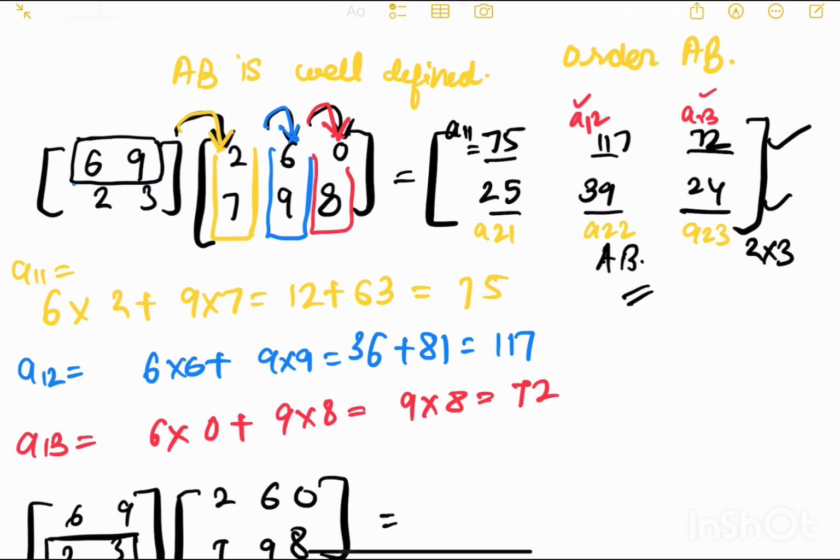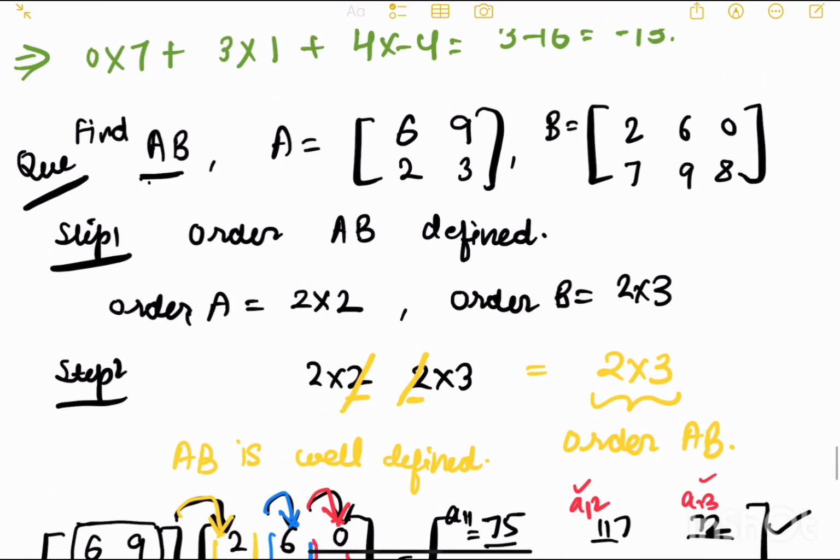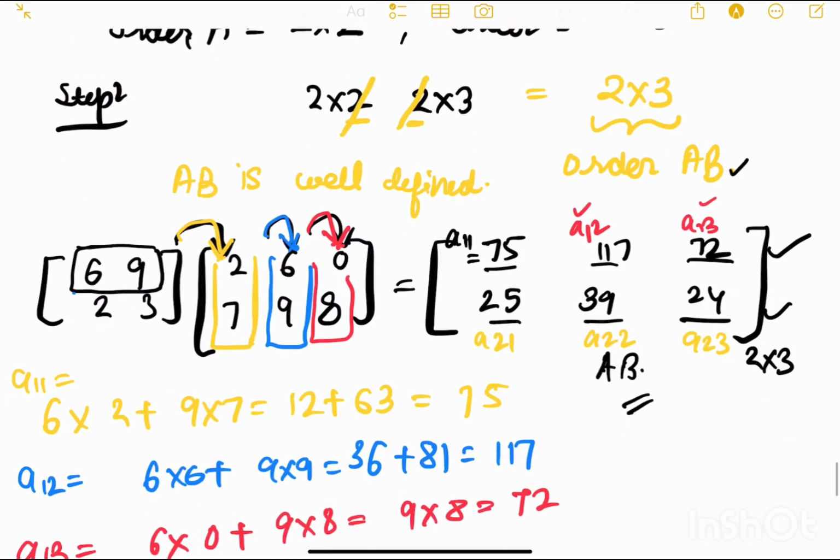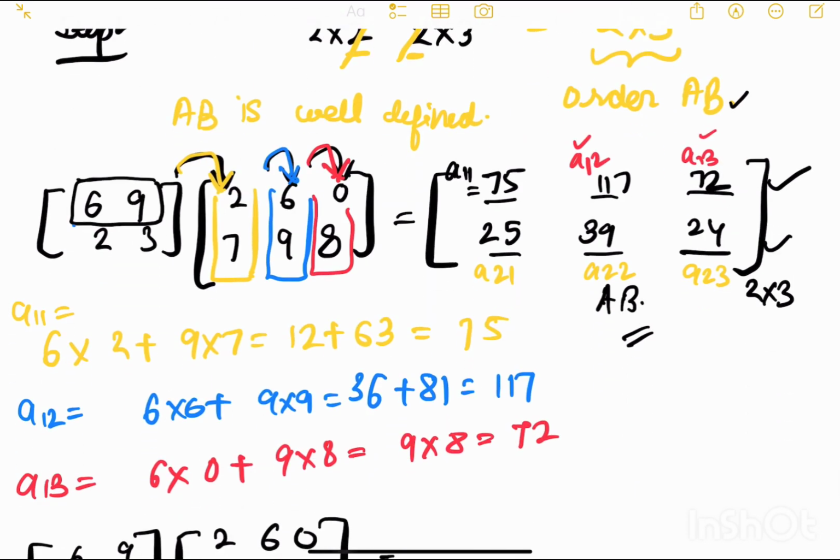So I hope the method is clear: we have to first check the order, and then check the order of the resultant matrix so that we can create an empty matrix with spaces like this. Then we will find the values by taking one row at a time of the first matrix and multiplying it with each column of my second matrix.